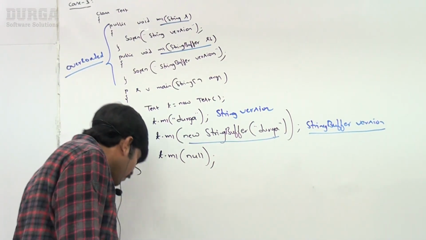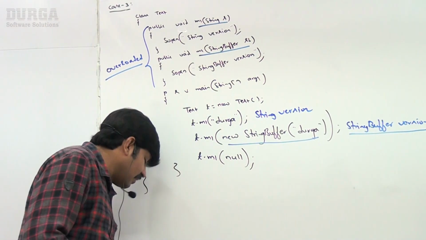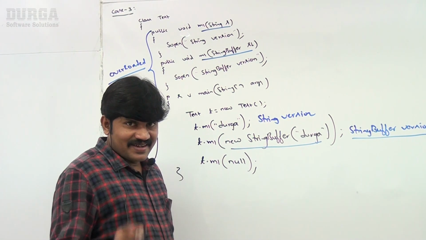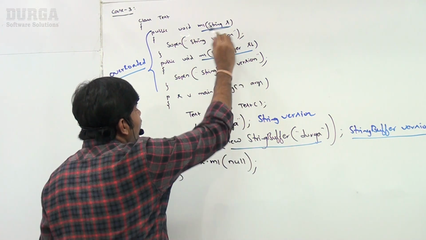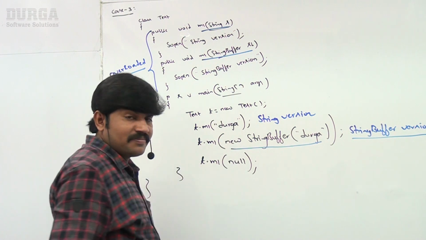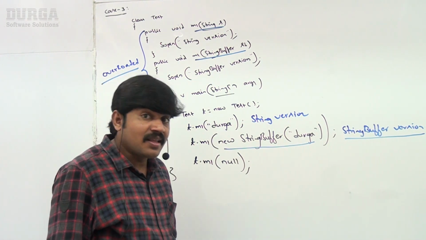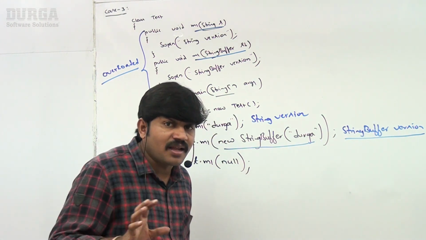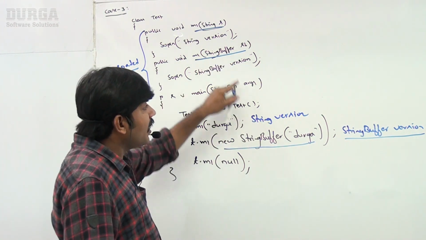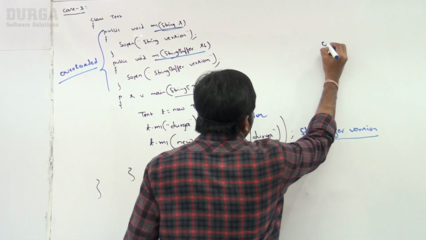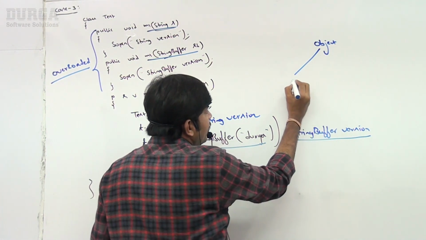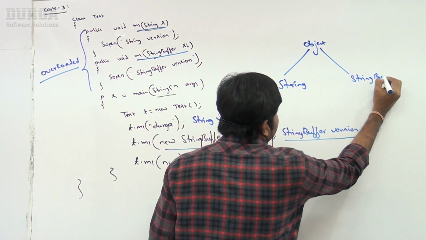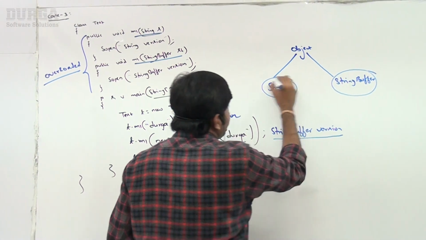Now what about the next one, t.m1(null)? Who is going to get the chance? Null is a valid value for String and null is a valid value for StringBuffer. In the last example, Object and String had a parent and child relationship, and the child always gets the highest priority. But here, String and StringBuffer have no relation between them. Object is the parent, and one child class is String, another child class is StringBuffer.